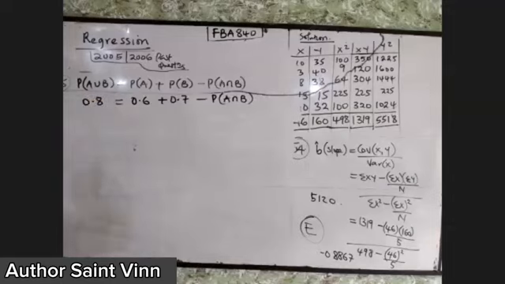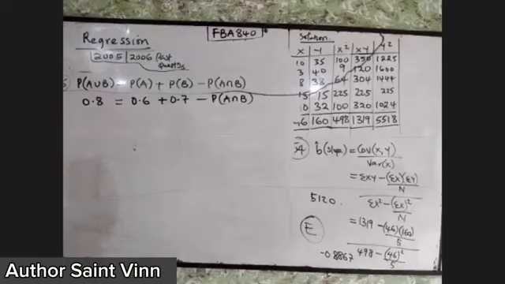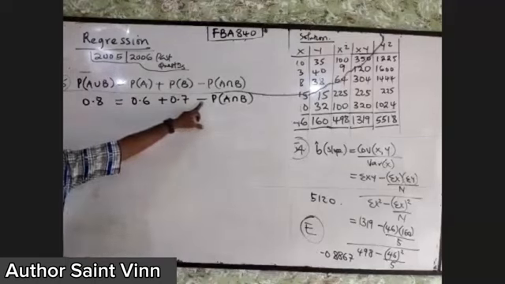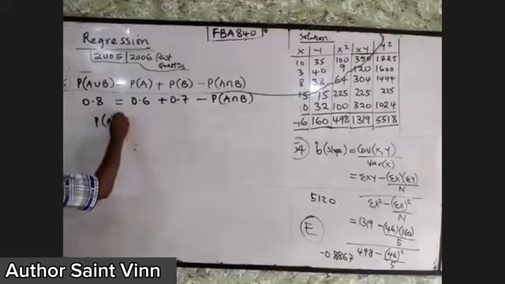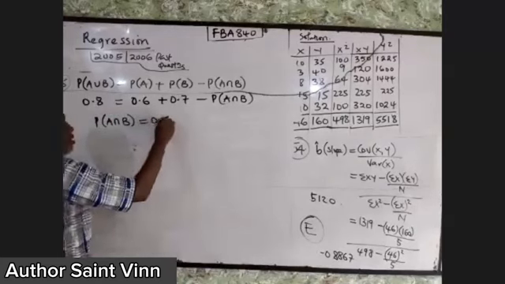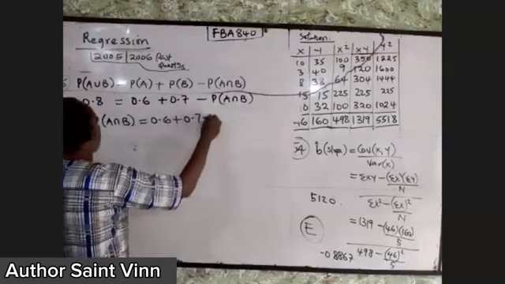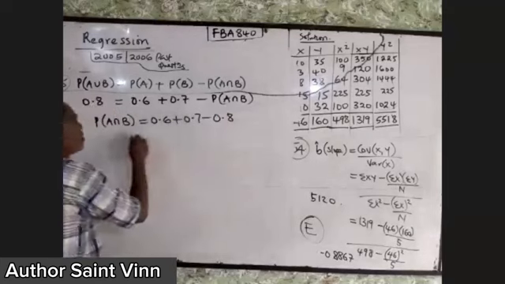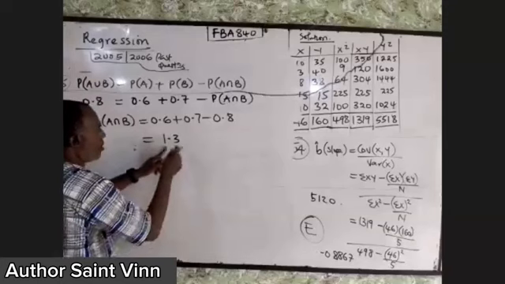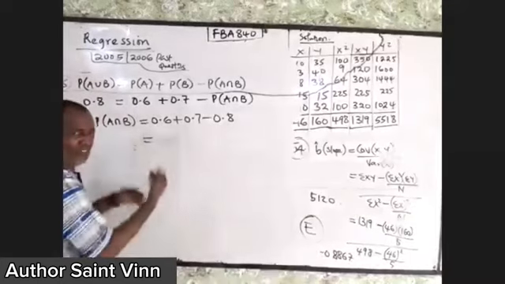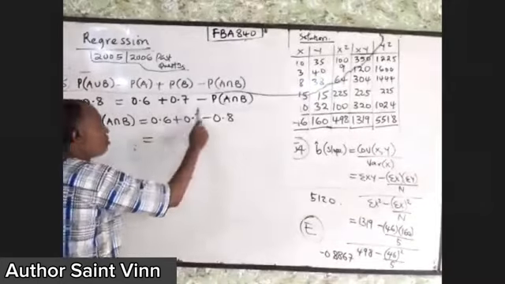Sir, question number what, sir? So, look at the board. Move it to the left-hand side. Number 15. Intersection equals 0.6 plus 0.7 minus 0.8. This is my problem. This is 1.9. Okay, somebody, don't listen.